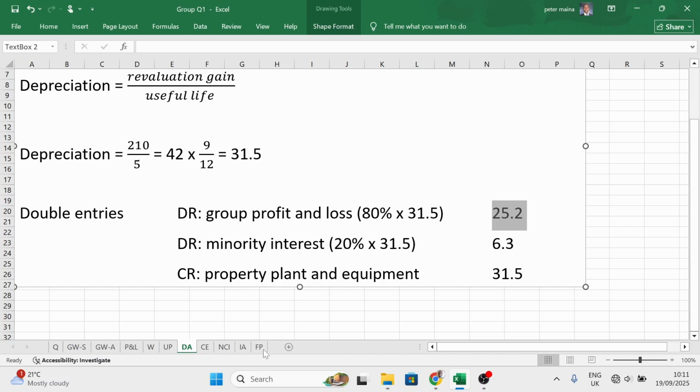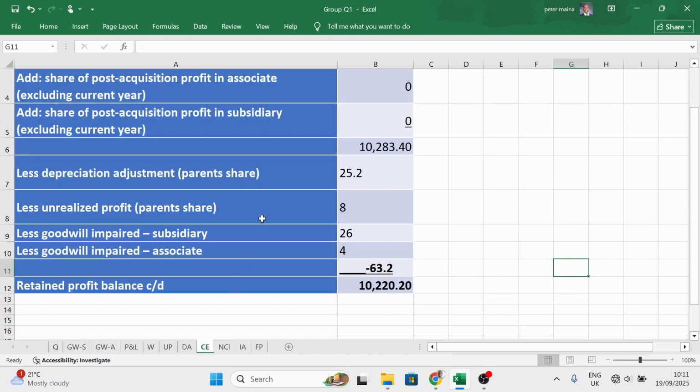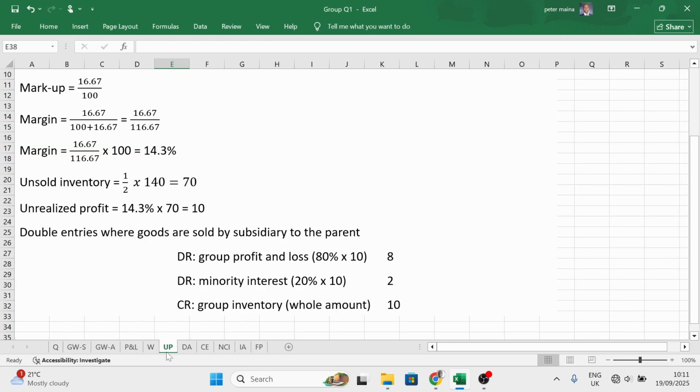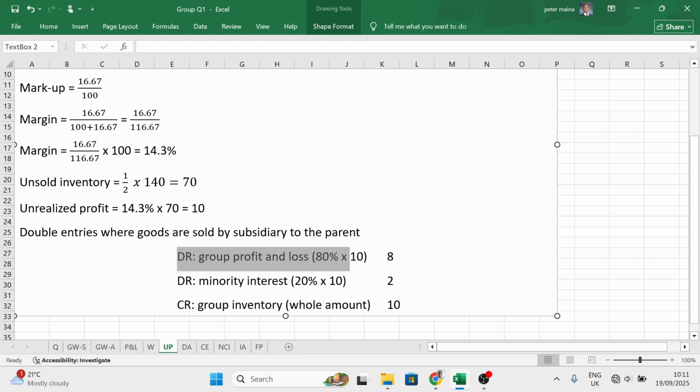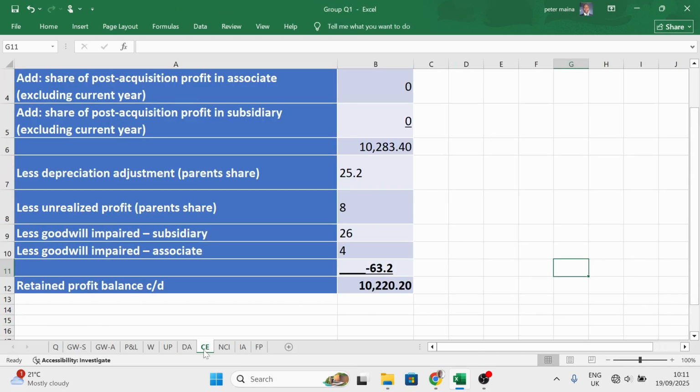So 25.2 will be taken to the statement of change in equity. So we are going to less depreciation adjustment 25.2. Unrealized profit. We go back to the workings for unrealized profit. The amount was 10, and then we took the share of the parent, 80% of 10, which gave us 8. So this is the one we are going to record in the statement of change in equity. Unrealized profit for parent 8.